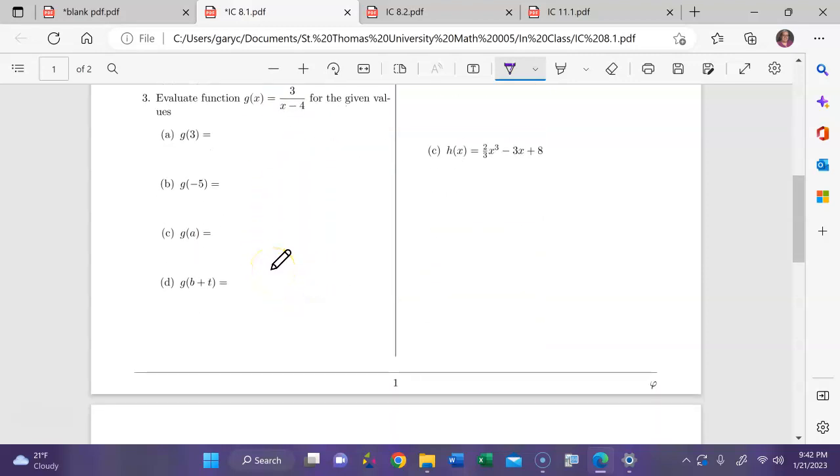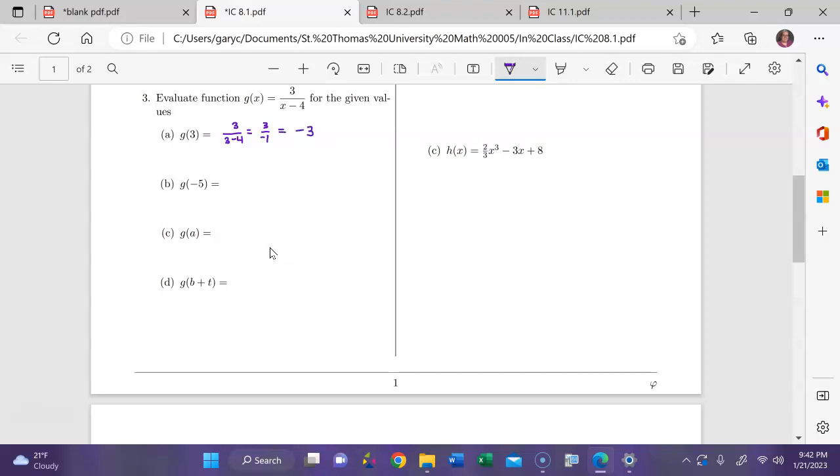I want to go ahead and do one here. And actually I'll do 2 of them because this looks a little intimidating when you get to D, and I want to make sure that it's clear what's happening there. All right, so here I'm told g of 3. I'm going to put 3 in place of this x. So I've got 3 over 3 minus 4, so that becomes 3 over negative 1, which is really just a negative 3.